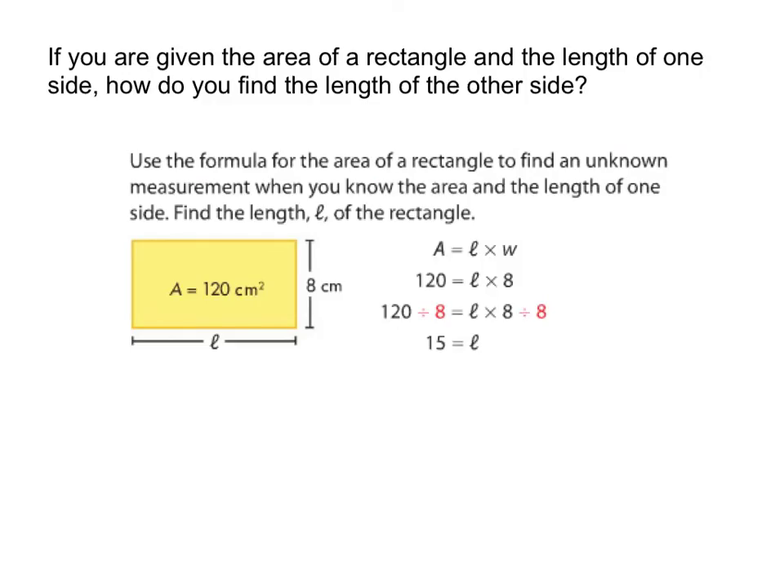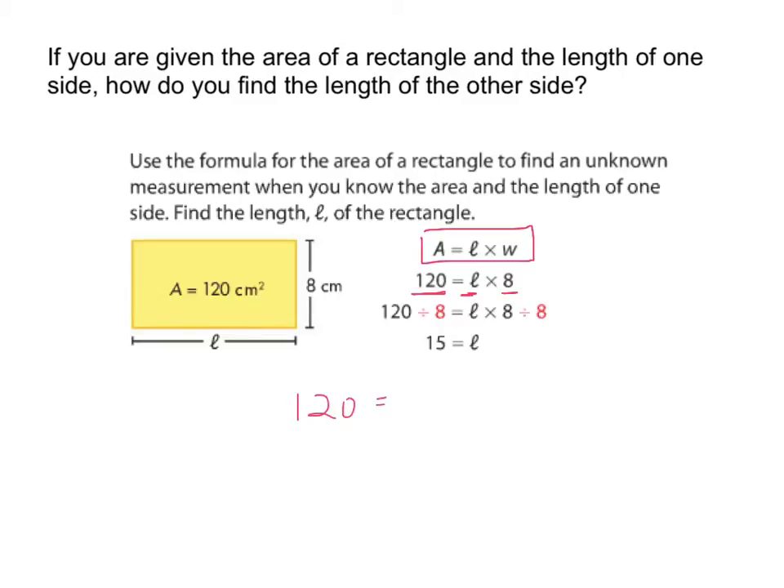Now you may also run across problems where you are given the area of the rectangle and the length of one side, and they want you to find the length of the other side. So I'm going to use my formula because I know that the area is the length times the width. So I would simply use substitution. I would say 120 equals the unknown length times 8.